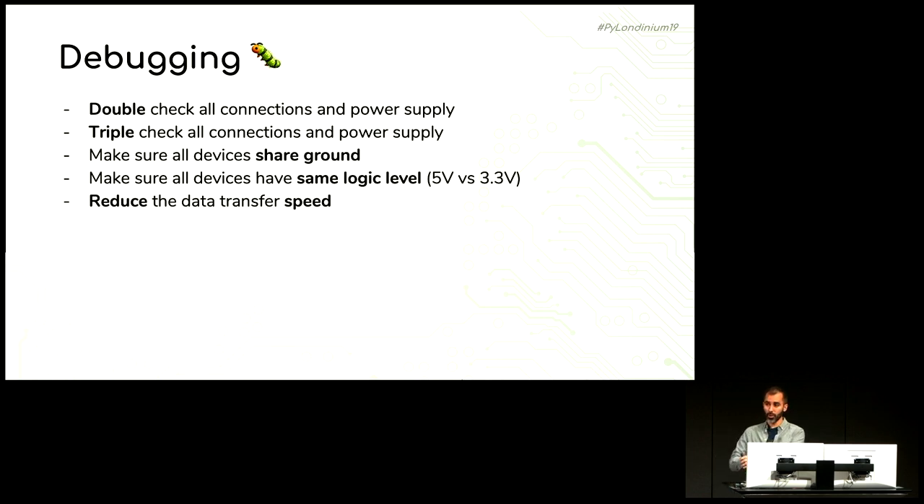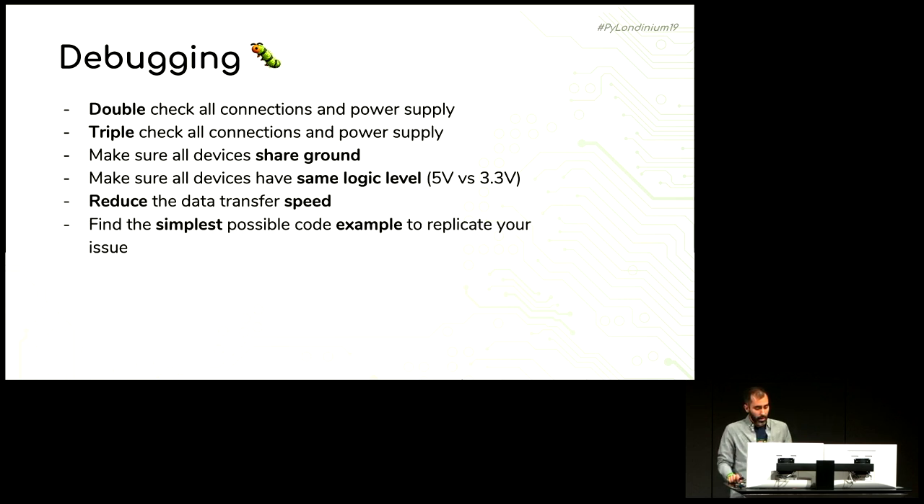Another thing you can do is to actually reduce the speed of the data that you're transferring. If it works in that case, then you know there's probably an issue with the way that you're configuring your microcontroller or the sensor, or there's some clock drifting, or anything in the hardware. And then we should probably just try to replicate using the smallest possible example. This is just good practice in general, but it's quite useful in hardware as well.